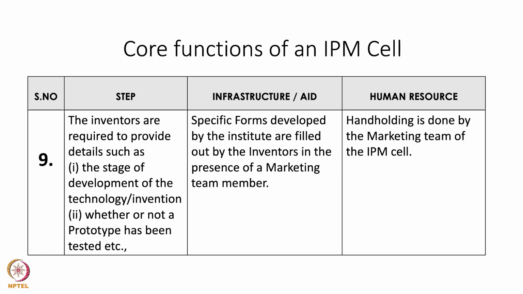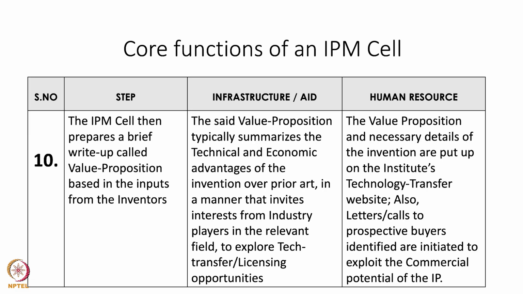Now, there are specific forms that have to be filled by the inventors which would tell how to market the invention. The marketing team of the IPM Cell does the hand-holding to ensure that the invention is taken to the market. The IPM Cell also prepares a write-up called the value proposition based on the inputs from the inventors. And based on the value proposition, different types of dissemination is undertaken.